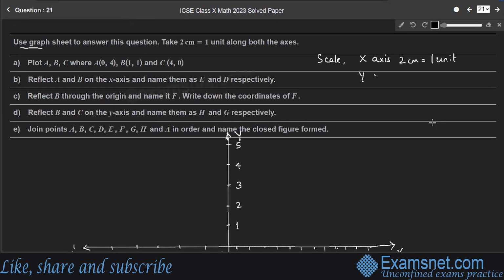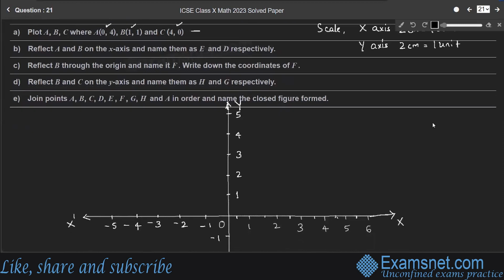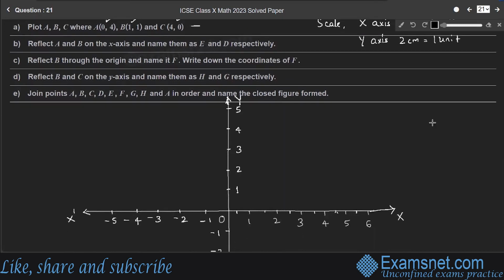So along the y-axis also 2 centimeter is equal to 1 unit. Right? So here there are 5 questions. Plot A, B, C points where A has coordinates 0, 4, B has coordinates 1, 1, C has coordinates 4, 0. So let us represent A, B, C points. A has coordinates 0 and 4, so its x coordinate is 0, y coordinate is 4. Therefore, point A is on the y-axis, (0, 4).